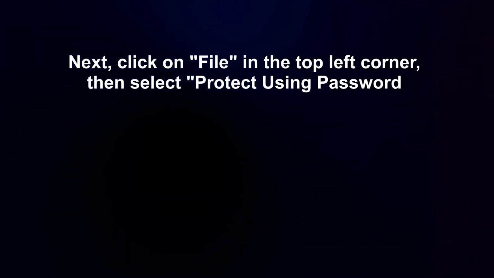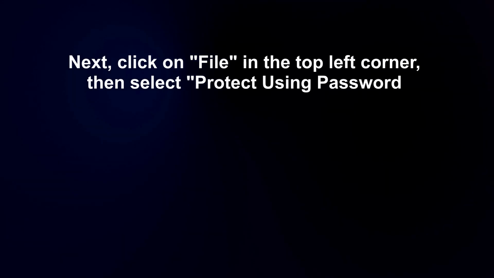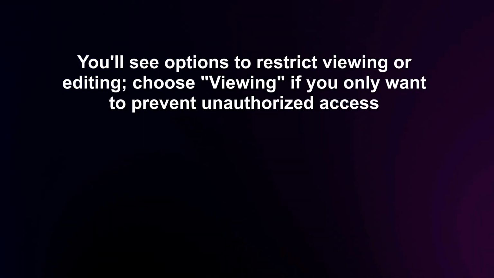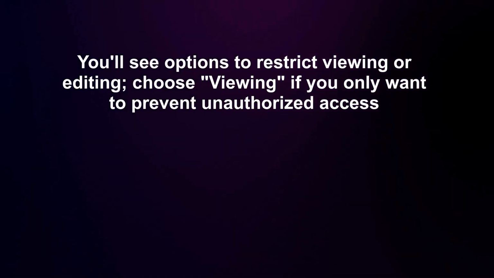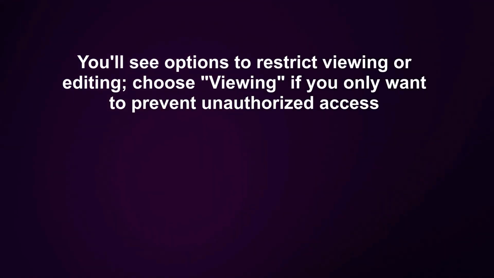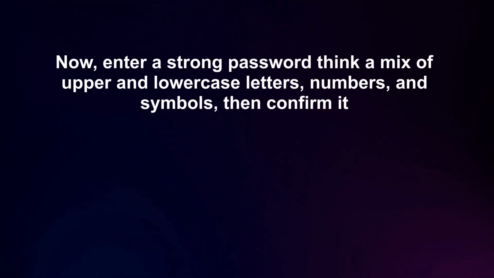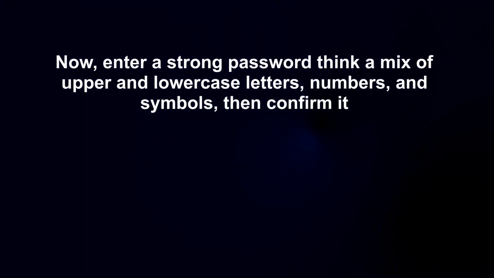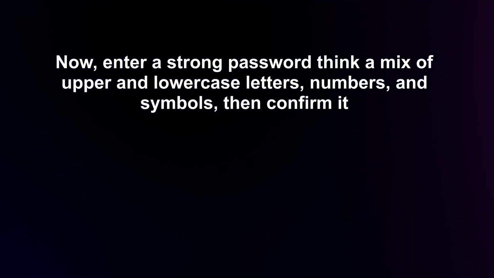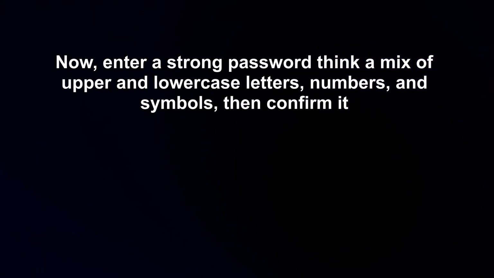Next, click on File in the top left corner, then select Protect using Password. You'll see options to restrict viewing or editing. Choose Viewing if you only want to prevent unauthorized access. Now, enter a strong password. Think a mix of upper and lowercase letters, numbers, and symbols, then confirm it.